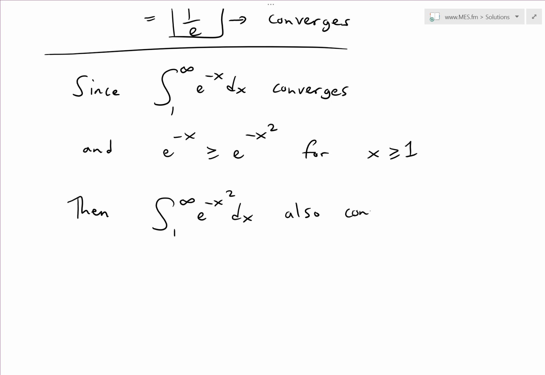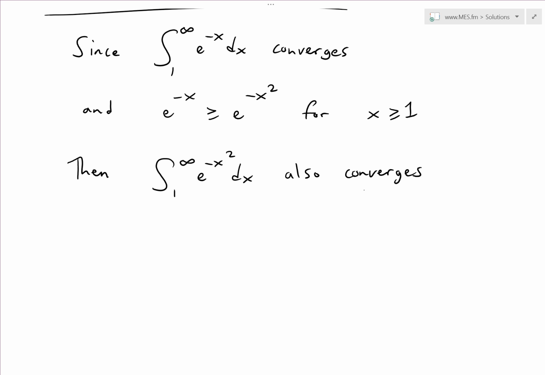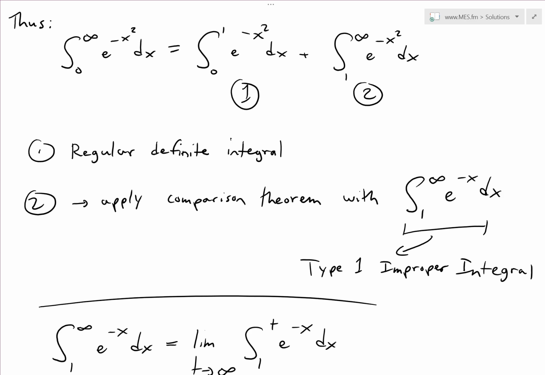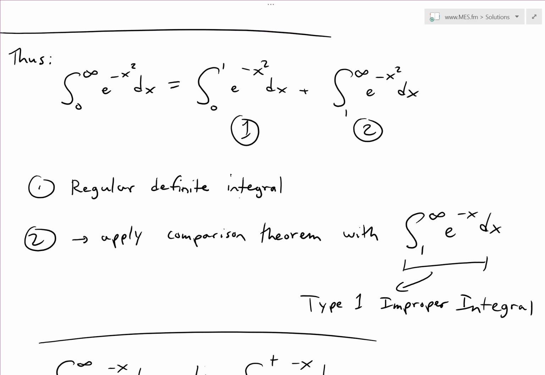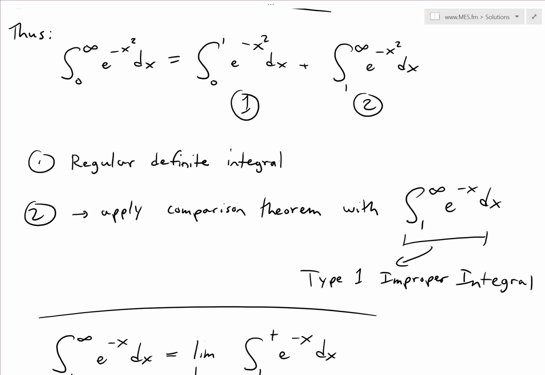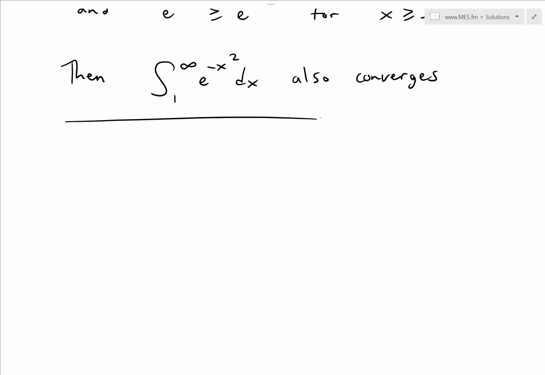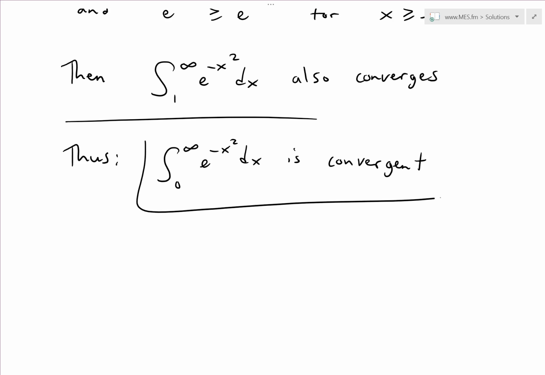Also converges. So since this integral from 1 to infinity converges, and we know that the first one is just a regular definite integral, so that has a value. So we're basically this value plus another convergent value. Thus we can say the overall integral from 0 to infinity of e to the negative x squared dx is convergent. So we don't need to solve what the value is, but we know that it is convergent.